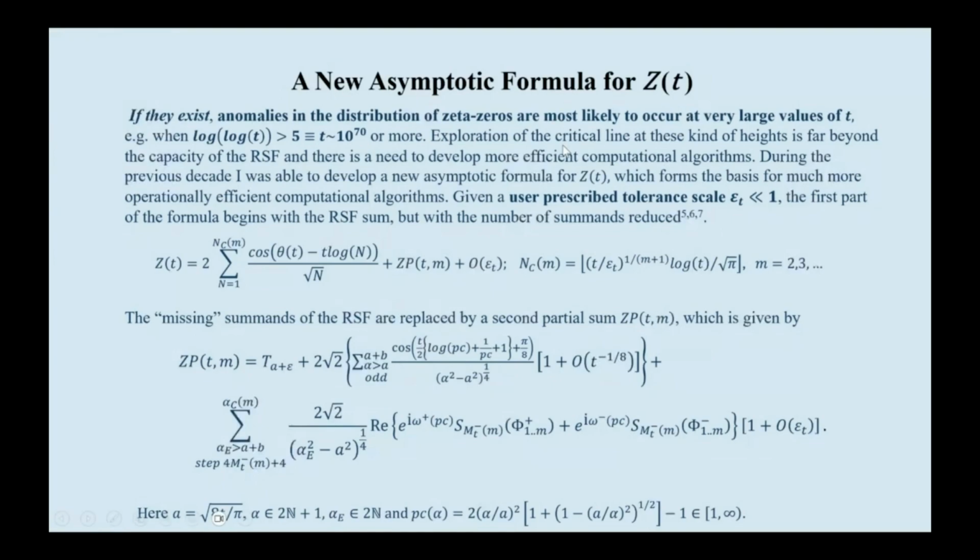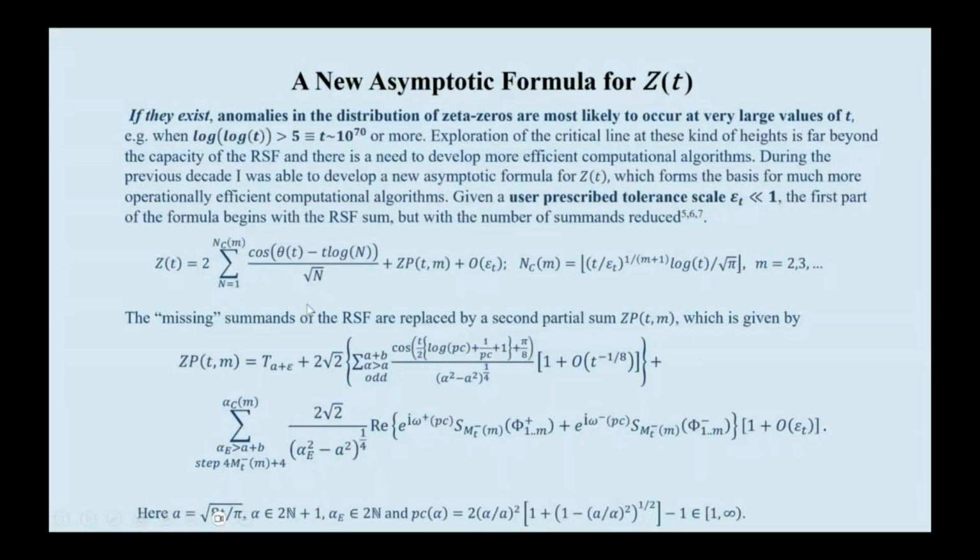So we need to develop more efficient computational algorithms, and a lot of development work has gone into coming up with a new asymptotic formula for Z(t), which forms the basis of the new algorithms I'm going to try and describe. So for a particular tolerance scale which the user can prescribe, and there's only two things you need in these algorithms: the value of t you're interested in, and this value here which you can prescribe, you can come up with a new formula for Z(t).